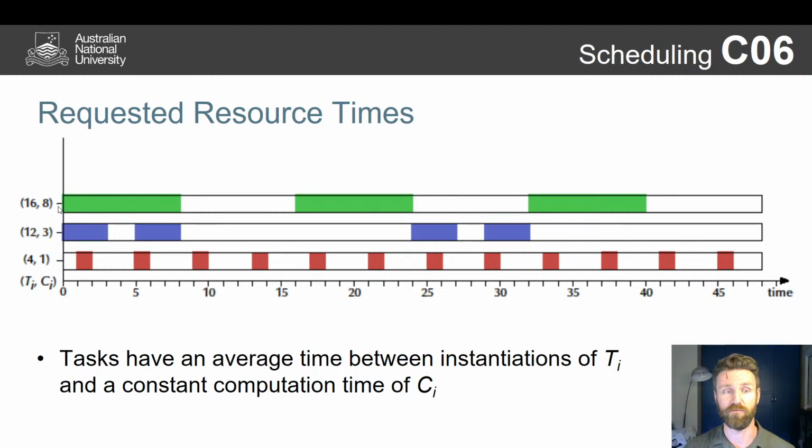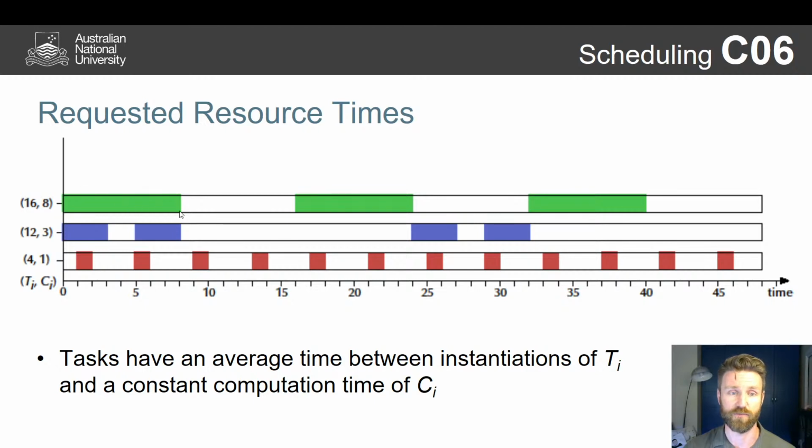Okay, so to set up this simple scenario, let's imagine that we have one CPU and three processes. You could think of it as we have three processes that frequently request access to that resource. So the green process at the top requests access to our CPU on average every 16 units of time, and it's a long-running process. So every 16 units of time, it requires the CPU for 8 units of time.